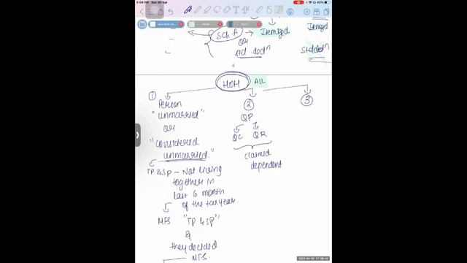Qualifying relatives must be a member of the taxpayer's family. Means it must be related somehow. It should be son, daughter, parent, grandparent, any relative should be there.